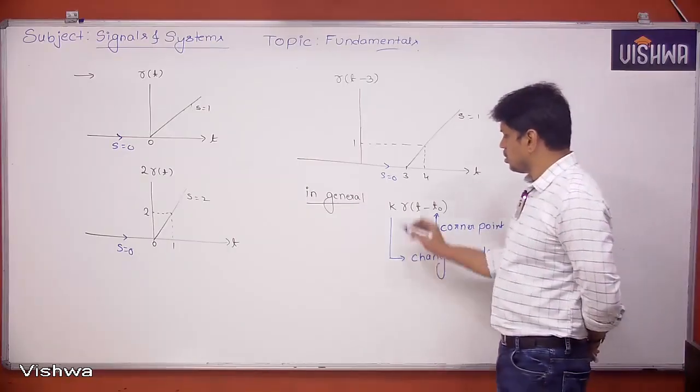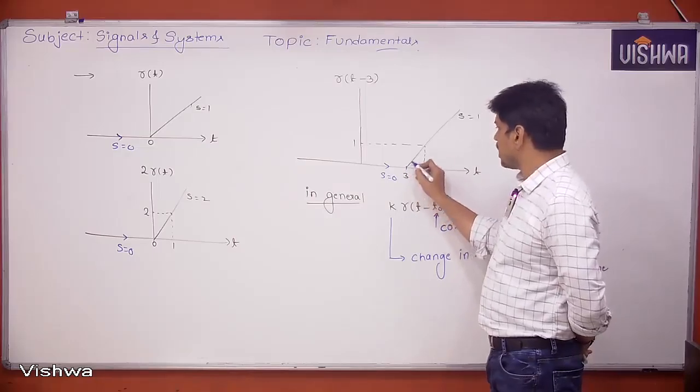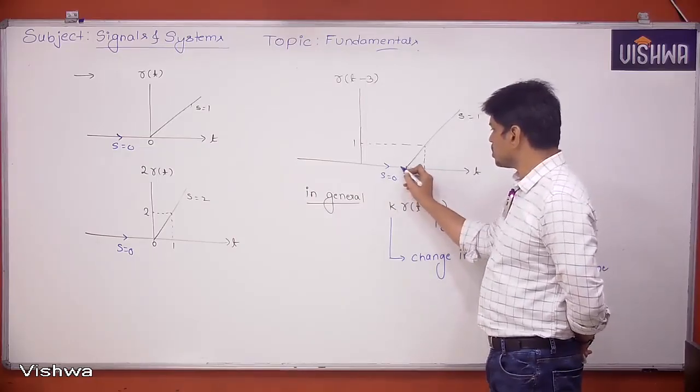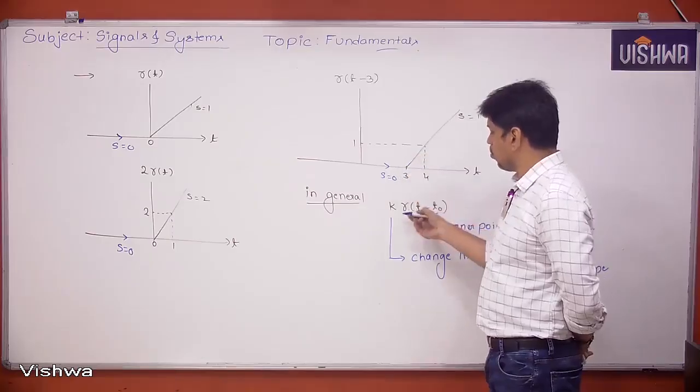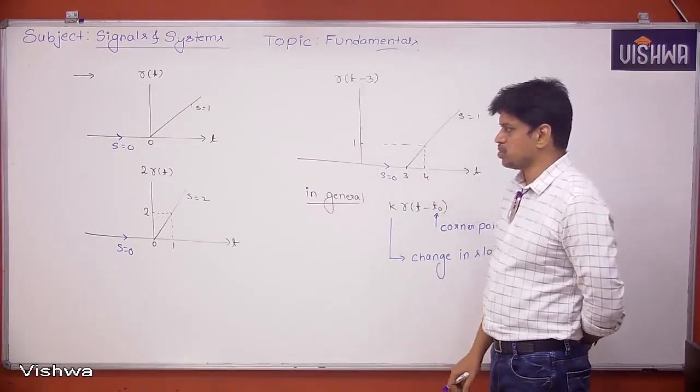Let's say 3 is the corner point because there is a slope change. How much is the slope change? Final slope is equal to 1. Initial slope is equal to 0. 1 minus 0. 1 is the coefficient. That's why we got coefficient is equal to 1. I hope you understood. Okay, take it.